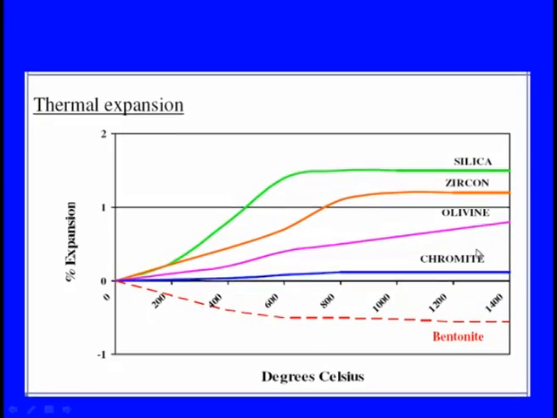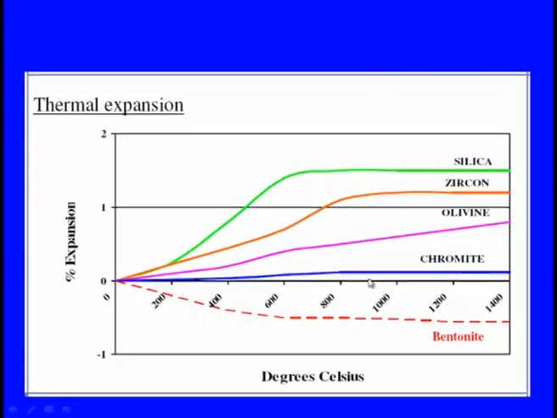Finally, we will see the chromite sand. This blue colored line indicates the thermal behavior of the chromite sand. We can see up to 400 degrees centigrade there is no thermal expansion, it is thermally stable, and at about 800 degrees centigrade it expands a little, and even after 1400 degrees centigrade it continues to show little expansion.